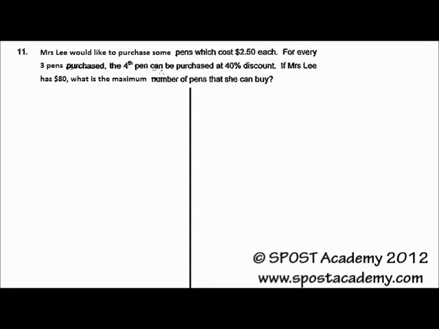Mrs. Lee would like to purchase some pens, and all these pens cost $2.50 each. For every 3 pens purchased, so for Mrs. Lee to buy 3 pens, the 3 pens would cost 3 times $2.50, and that's equals to $7.50. The 4th pen can be purchased at a 40% discount.